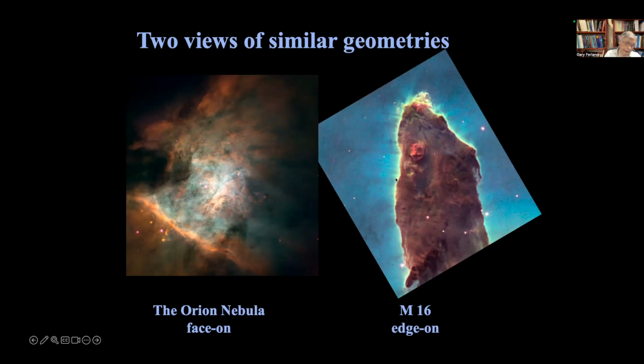On the left, we're looking at the Orion Nebula, where we're actually looking at this geometry face on. So basically what we're looking at is a flat pancake that's pointed towards the Earth. So with this perspective, we're going to go on and start thinking about doing a model of the M16 H2 region.